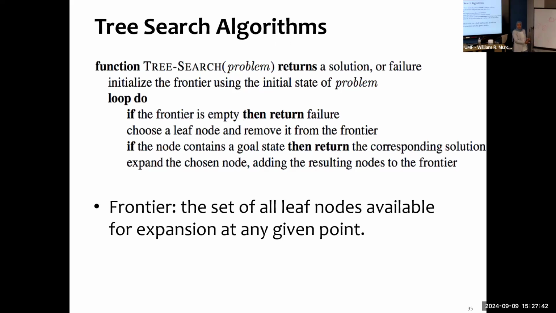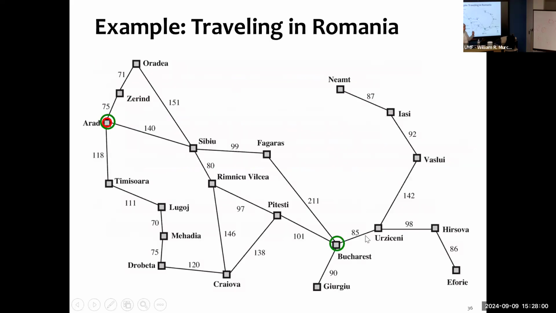Is that clear? So for now, the frontier is the data structure that is going to contain the set of leaf nodes that are available from a given position or a given node. Is that clear? Okay. Before moving to the problem, we were already having that example. Let's think of executing this in this case. So my initial state is Arad.